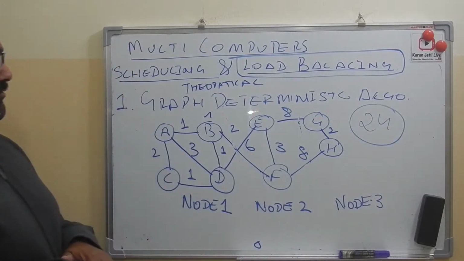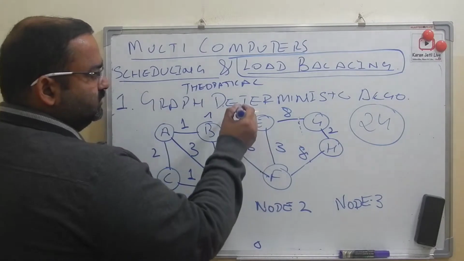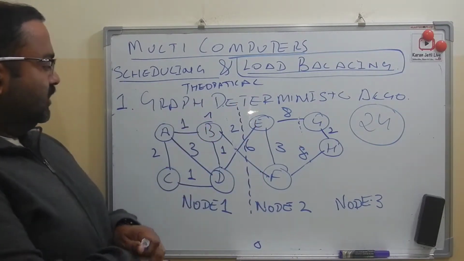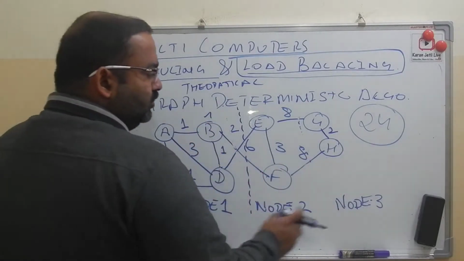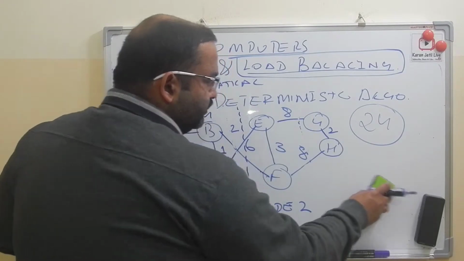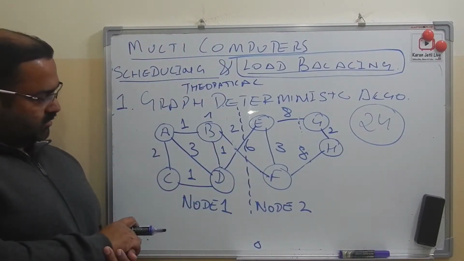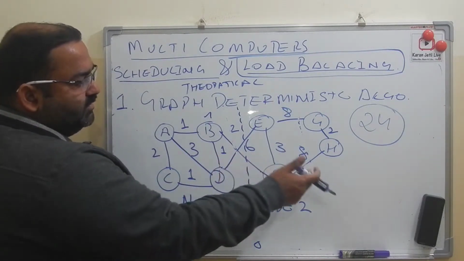Now guys, if I allocate them in such a way like this, on node 1 these are the processes which will run. And on node 2, so we remove node 3, these are the processes which run. Okay, so what is the internode communication between these two nodes?